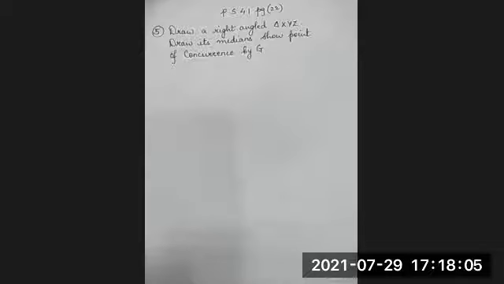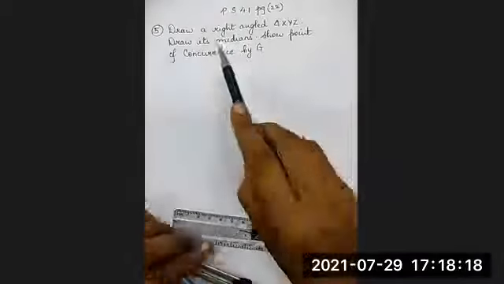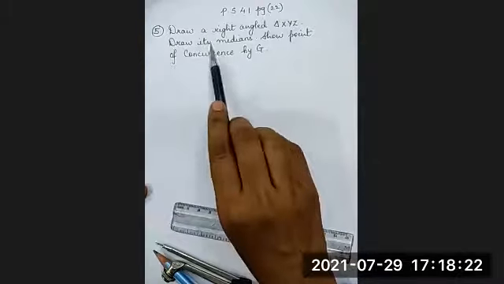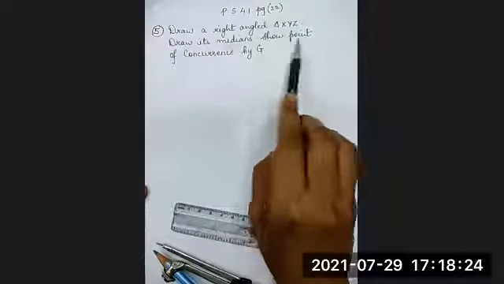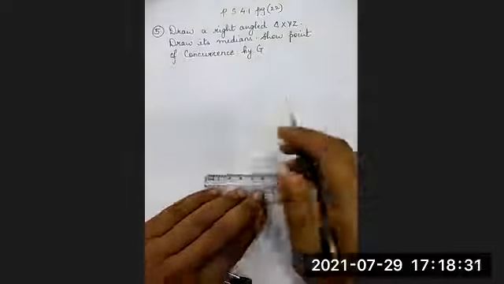Hello friends. So in this video, we are going to continue the sums of practice set 4.1, page number 22 of your textbook. We are going to solve question number 5. That is, draw a right angled triangle XYZ, draw its medians, and show the point of concurrence by G. So in this case, we have to draw a right angled triangle. So let's begin.